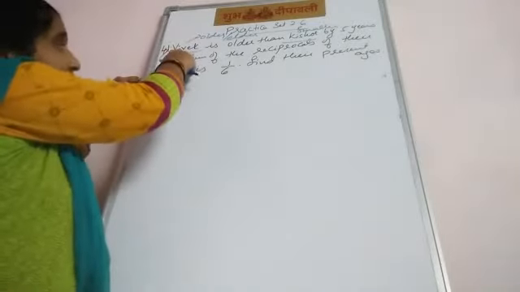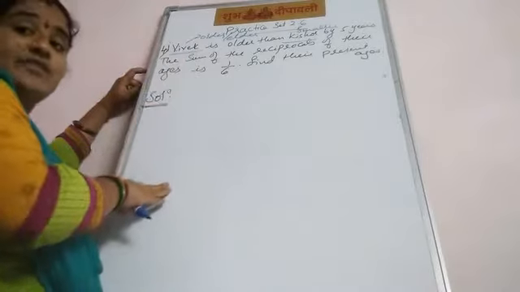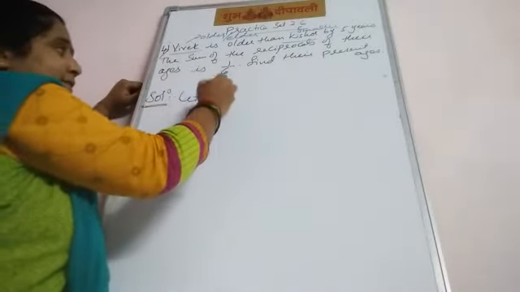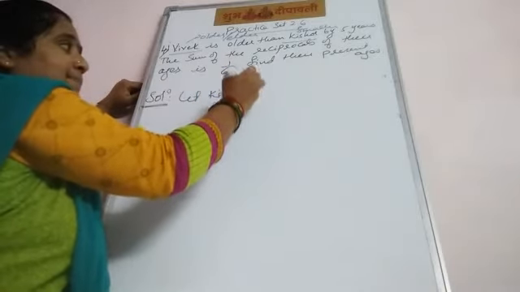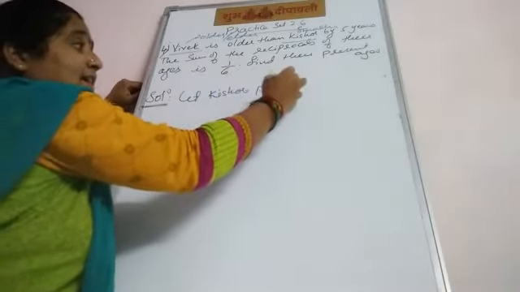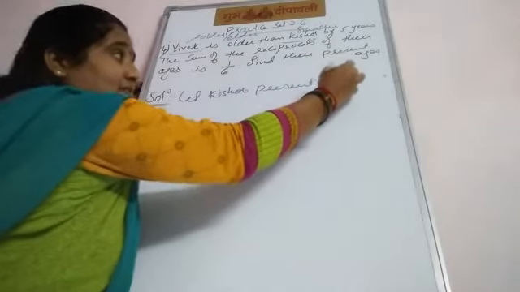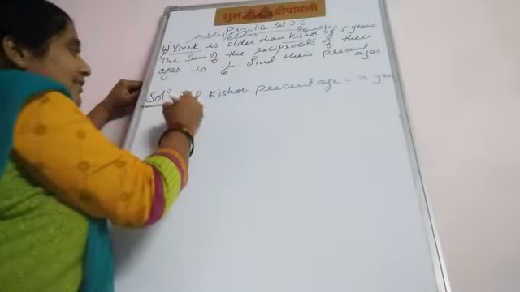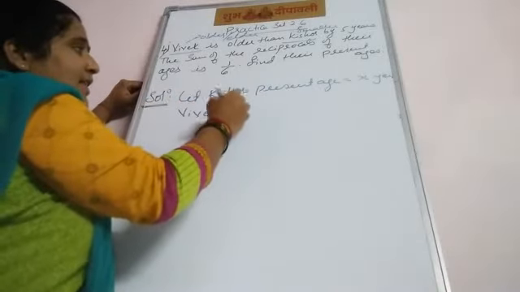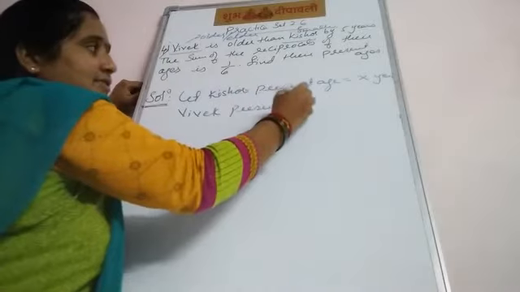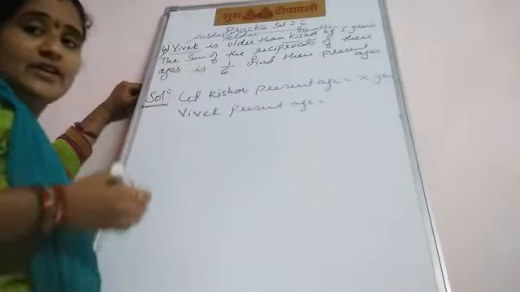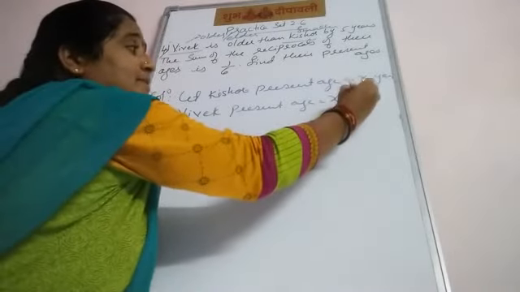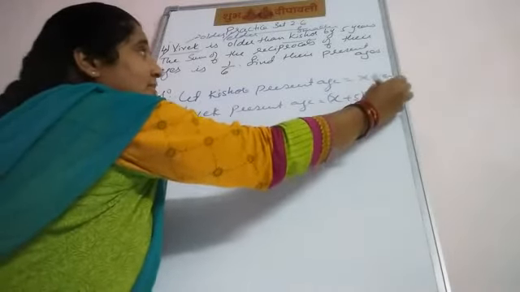In the first sentence, he gave the age of Vivek relative to Kishore. We don't know the Kishore age. So let Kishore present age equal to x years. Kishore is smaller. Now Vivek. Vivek present age equal to by how many years? 5. So it will increase now. Addition. x plus 5 years.